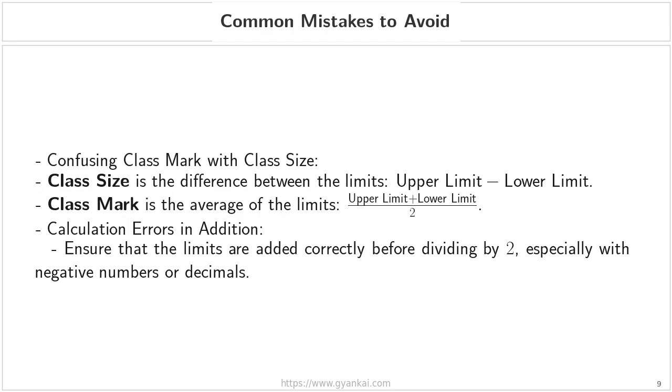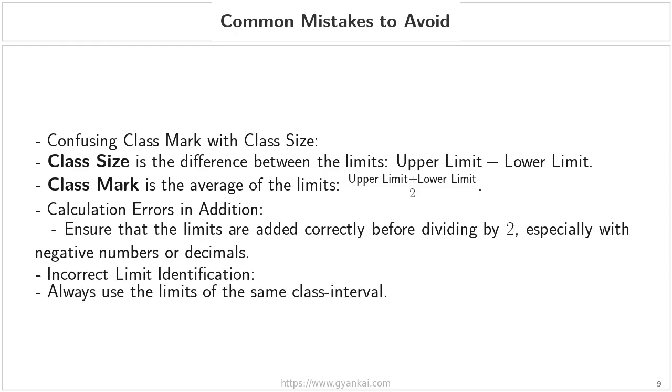Second, watch out for simple calculation errors during the addition step. It sounds basic, but when you are working with larger datasets, or even more complex numbers like decimals or negative values, it is easy to make a mistake. Always double-check that you have correctly summed the limits before you proceed to divide by 2.